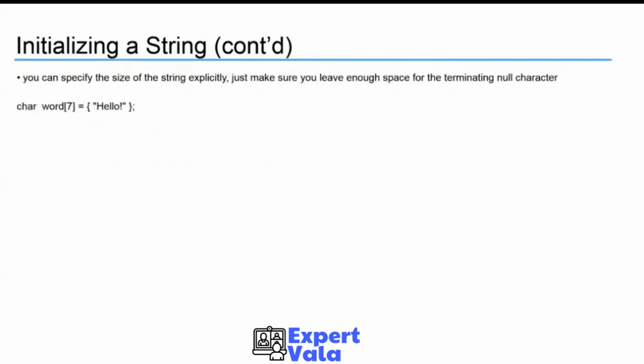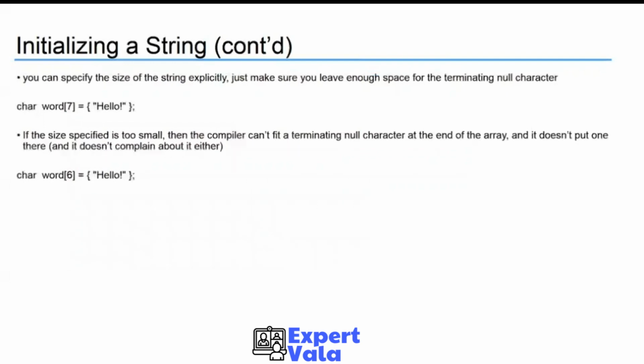The problem with doing it explicitly is you always have to remember to add that extra character for the null. So what you should really do is let the compiler figure it out for you. Don't put any number inside those brackets for the size, because if the specified size is too small, the compiler cannot fit the terminating null character at the end of the array, and it does not put one there. And it's not going to tell you that it did not put one there. So you are going to have a bug in your program, and you are not even going to know it.